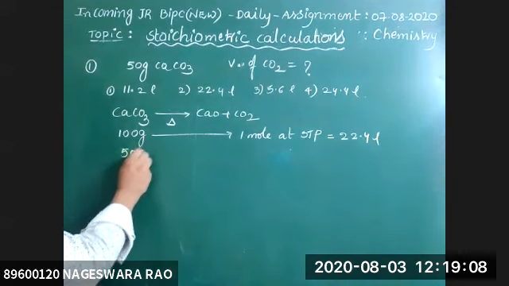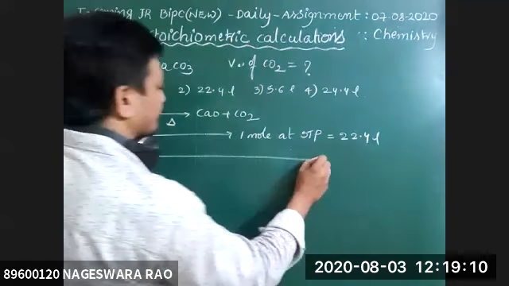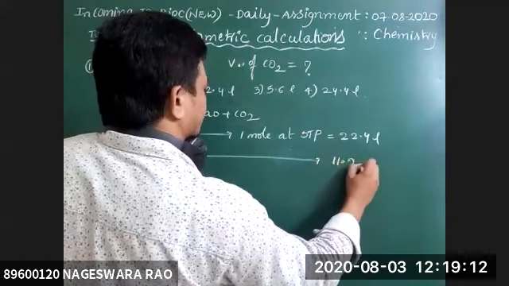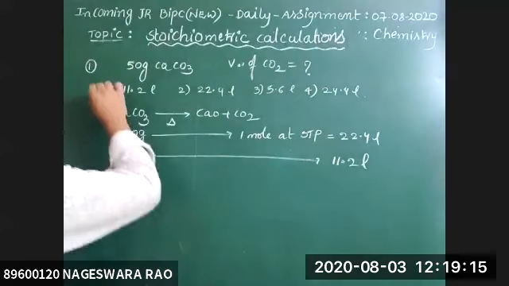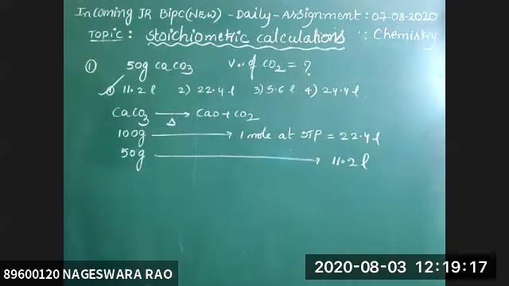So 50 grams gives how much volume? 11.2 liters. What is the answer, students? 11.2 liters. So next, question number 2.